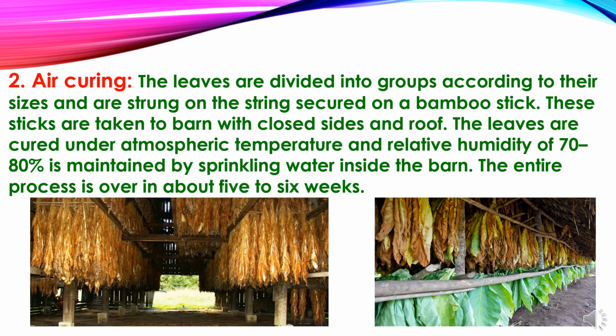Second curing method is air curing. The leaves are divided into groups according to their sizes and are strung on a string secured on a bamboo stick. These sticks are taken to a barn with closed sides and roofs. The leaves are cured under atmospheric temperature and relative humidity of 70 to 80% is maintained by sprinkling water inside the barn. The entire process is over in about 5 to 6 weeks.